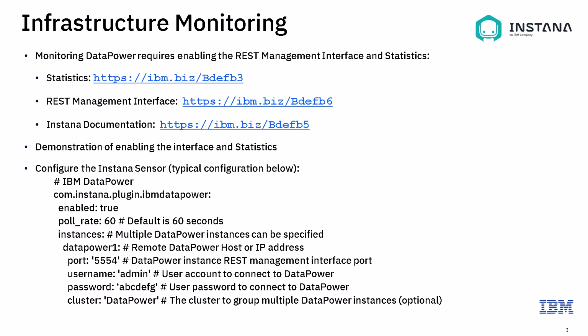You can specify multiple DataPower appliances, so you can see where it's got instances. The first instance in this case is DataPower 1. We could add another section with DataPower 2, 3, 4, 5, and remotely monitor many different DataPower appliances. Let's now walk through that configuration.